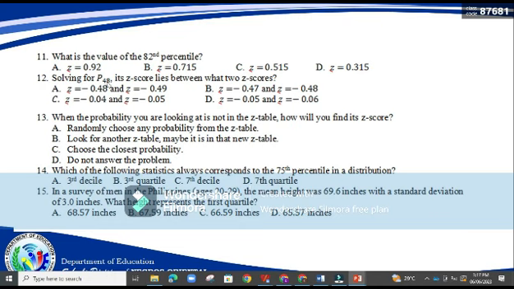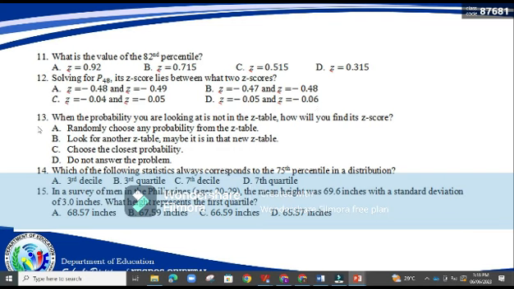Solving for 48 percentile, its z-score lies between what two z-scores? A. Z is equal to negative 0.48 and Z is equal to negative 0.49. B. Z is equal to negative 0.47 and Z is equal to negative 0.48. C. Z is equal to negative 0.04 and Z is equal to negative 0.05. D. Z is equal to negative 0.05 and Z is equal to negative 0.06.